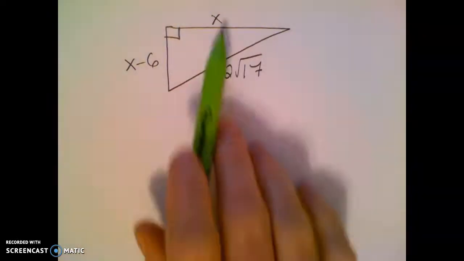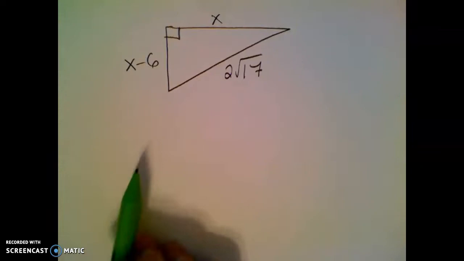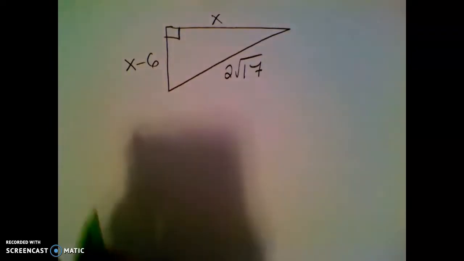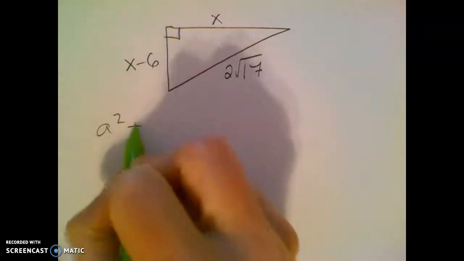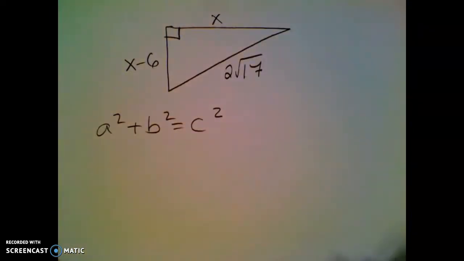So here's a triangle, a right triangle specifically, and the directions say find the unknown lengths. So I want to find these 2 sides here. So if I'm given just a right triangle and I have no information besides the sides, I'm going to go ahead and do Pythagorean theorem. I'm going to do a squared plus b squared equals c squared. Okay?